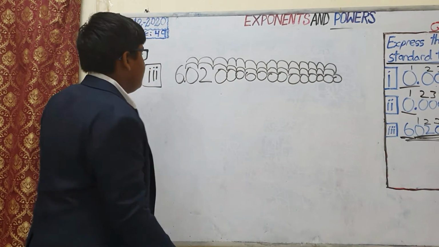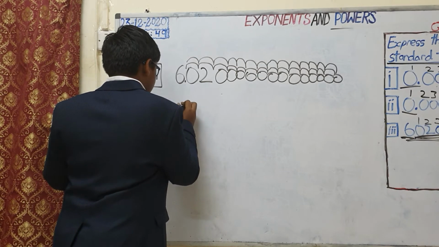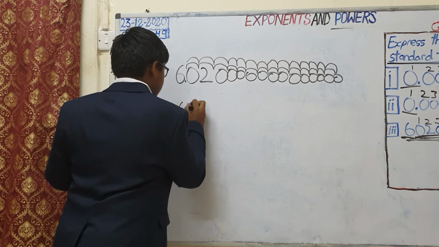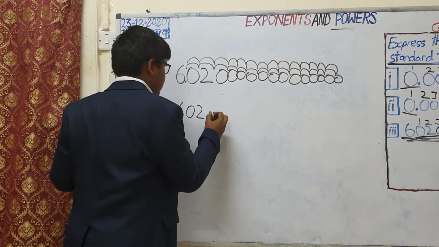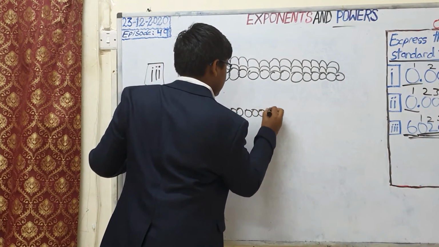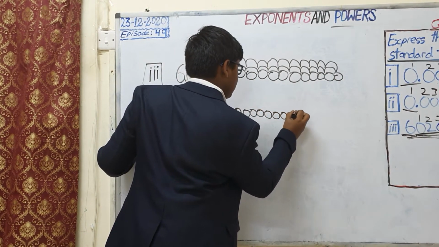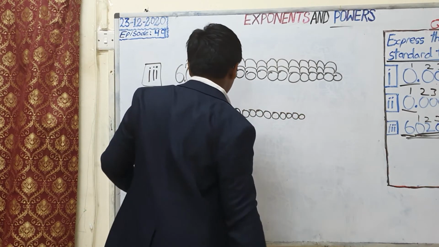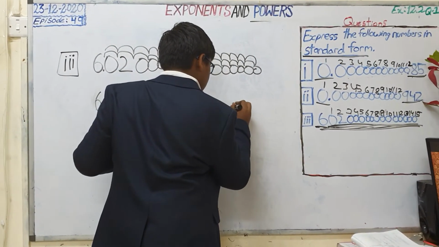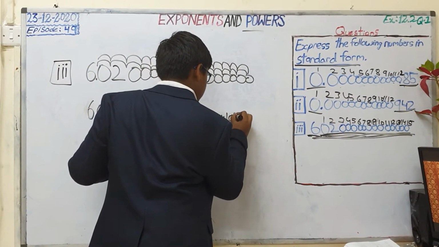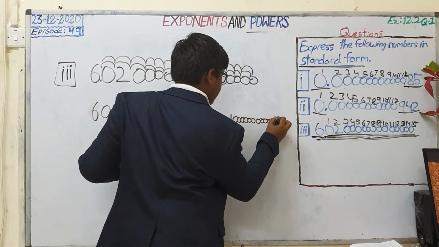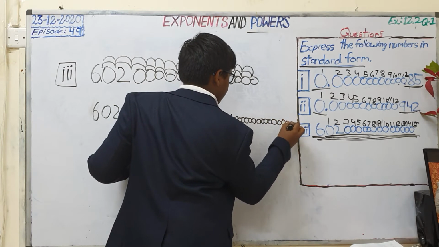Now let's see how we will cancel these. We have 6.02, then write all the 13 zeros: 1, 2, 3, 4, 5, 6, 7, 8, 9, 10, 11, 12, 13. Now write all the 15 zeros: 1, 2, 3, 4, 5, 6, 7, 8, 9, 10, 11, 12, 13, 14, 15.